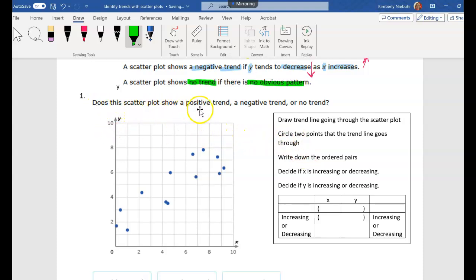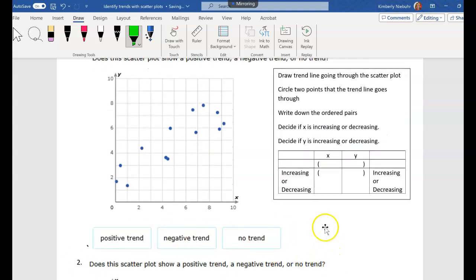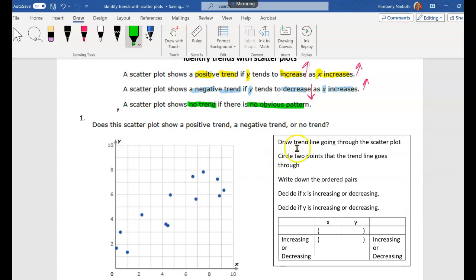Does this scatter plot show a positive trend, a negative trend, or no trend? We're also still circling this part down here. Step 1, draw trend line going through the scatter plot. You're going to use a ruler. Use a ruler to draw a straight trend line as best you can.